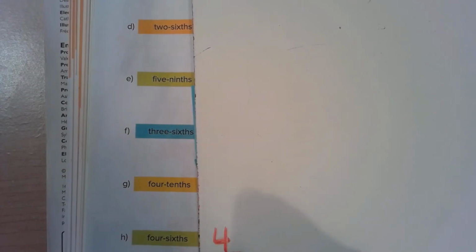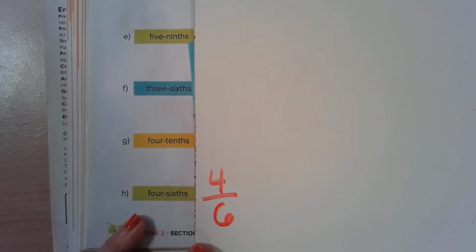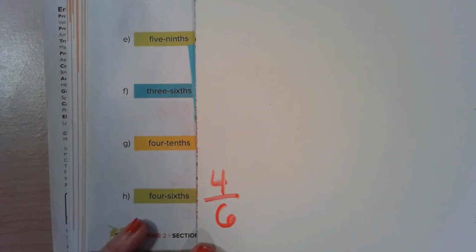And finally, H, 4 6. Oh, it would help if I moved it up, wouldn't it? 4 6. So 4 out of 6 parts has been shaded.